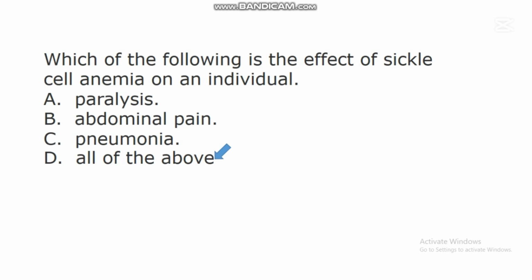Studies have shown that in people that have sickle cell anemia, there is difficulty in the flow of blood to the small intestine, and that can make those individuals experience abdominal pain. Pneumonia is also one of the effects of sickle cell anemia on an individual. All these things are different effects of sickle cell anemia on an individual.